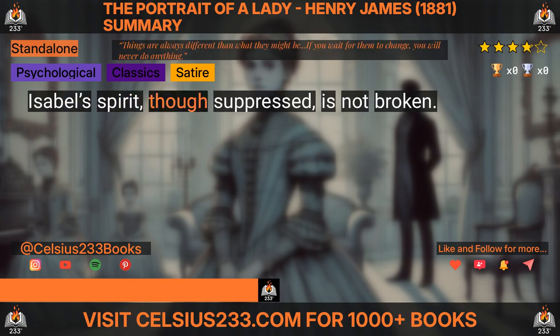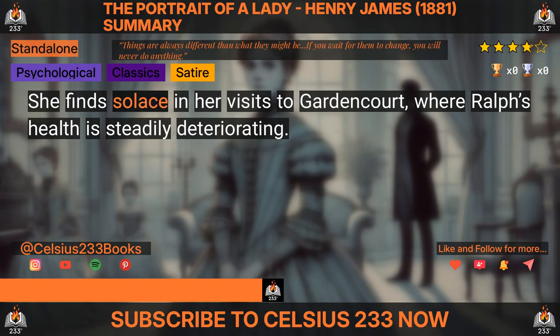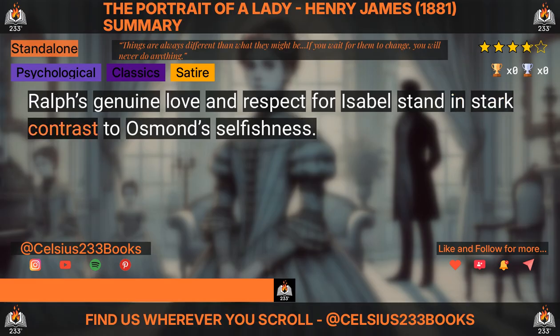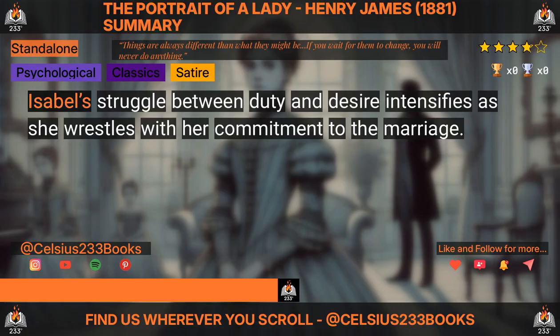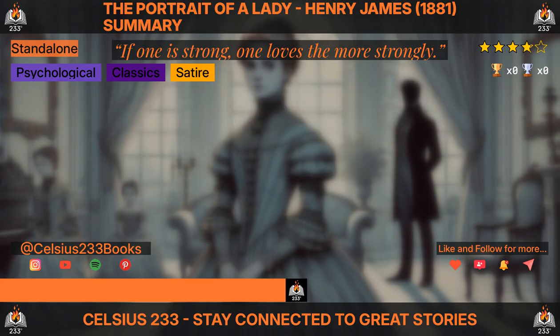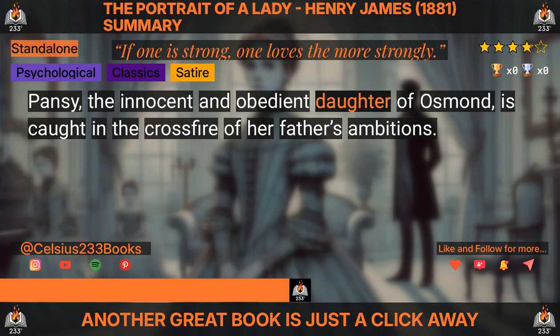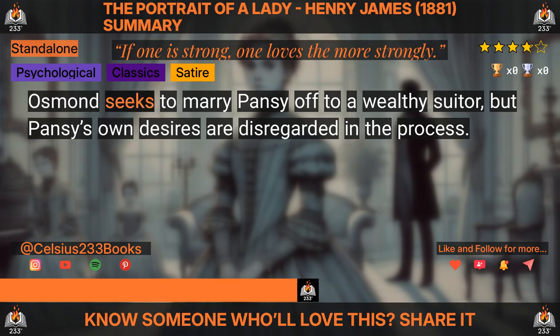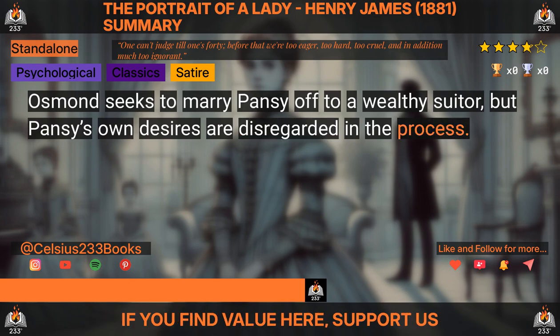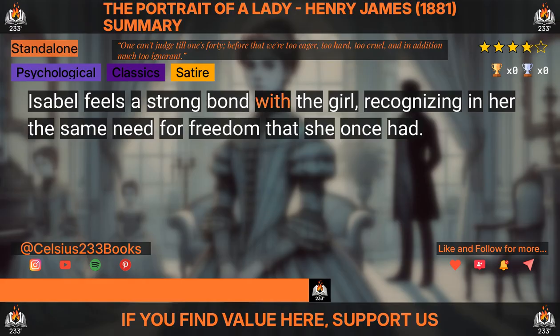Isabel's spirit, though suppressed, is not broken. She finds solace in her visits to Gardencourt, where Ralph's health is steadily deteriorating. Ralph's genuine love and respect for Isabel stand in stark contrast to Osmond's selfishness. Isabel's struggle between duty and desire intensifies as she wrestles with her commitment to the marriage. Pansy, the innocent and obedient daughter of Osmond, is caught in the crossfire of her father's ambitions. Osmond seeks to marry Pansy off to a wealthy suitor, but Pansy's own desires are disregarded in the process. Isabel feels a strong bond with the girl, recognizing in her the same need for freedom that she once had.